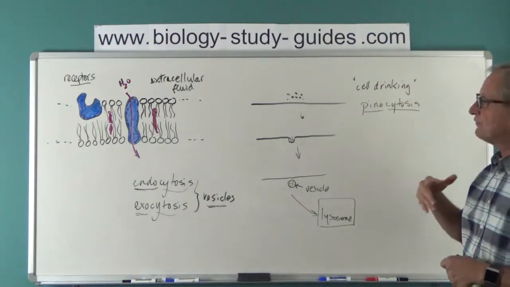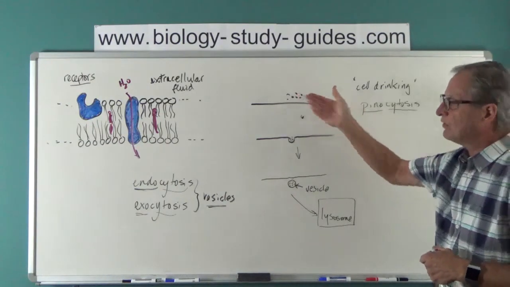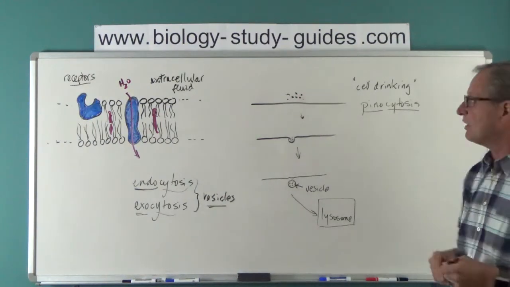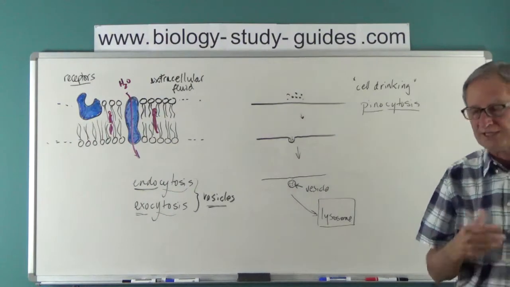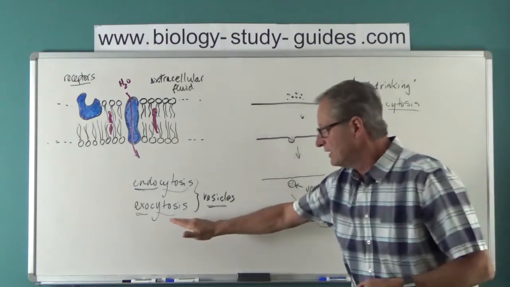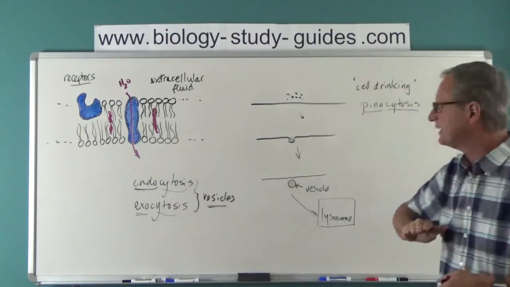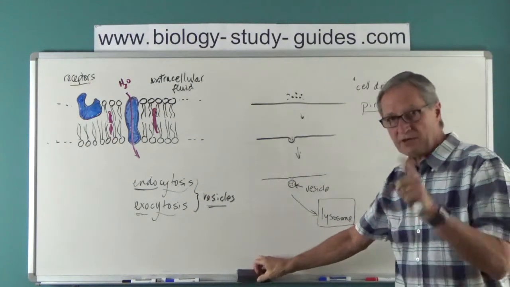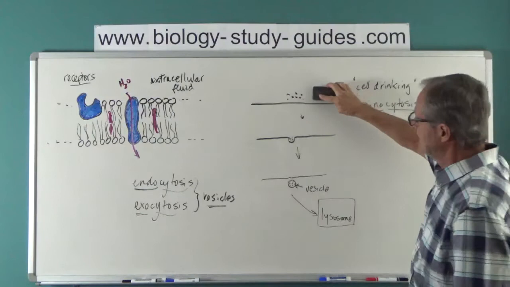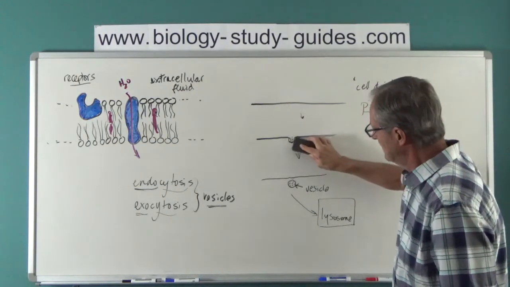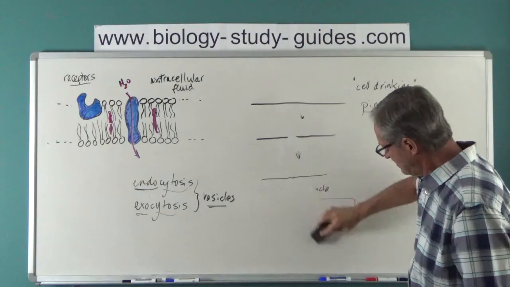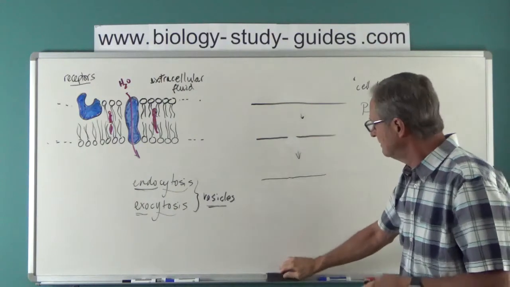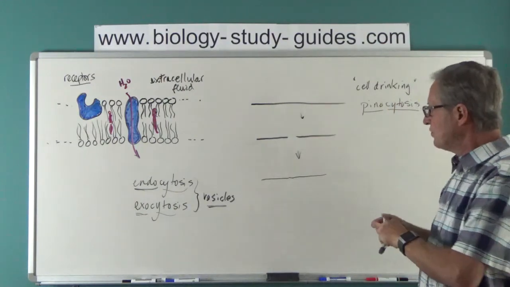But what happens if the cell recognizes something that's bigger than little particles and bigger than water molecules, and it wants to take those things in? Well, that's still an endocytosis process, but it's not cell drinking anymore. I can erase this. I'll draw something a little bit bigger. It's going to look a little bit different than this. Then I'll draw the same sequence though.